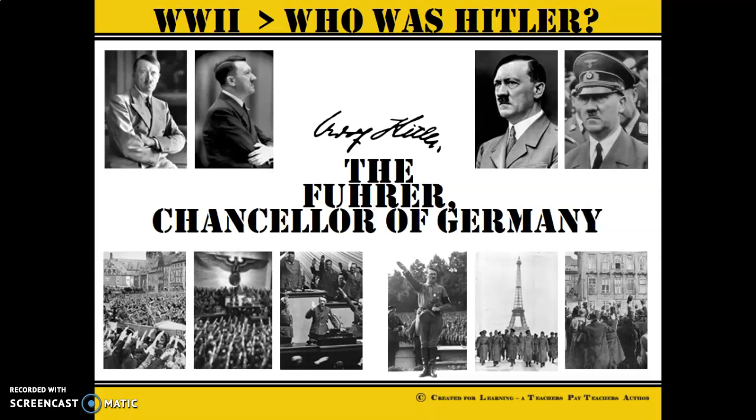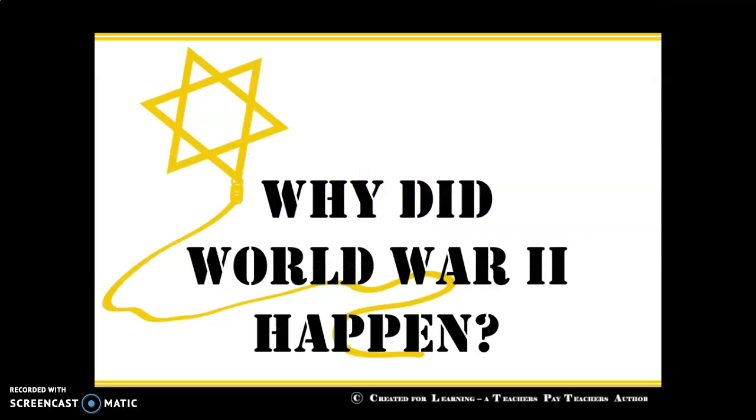He became the Führer, which is the Chancellor of Germany. So he was, like I said, elected leader. He became in charge of the whole country, and then ended up becoming more of a dictator than what we think of as like a president. He was in full control of everything.